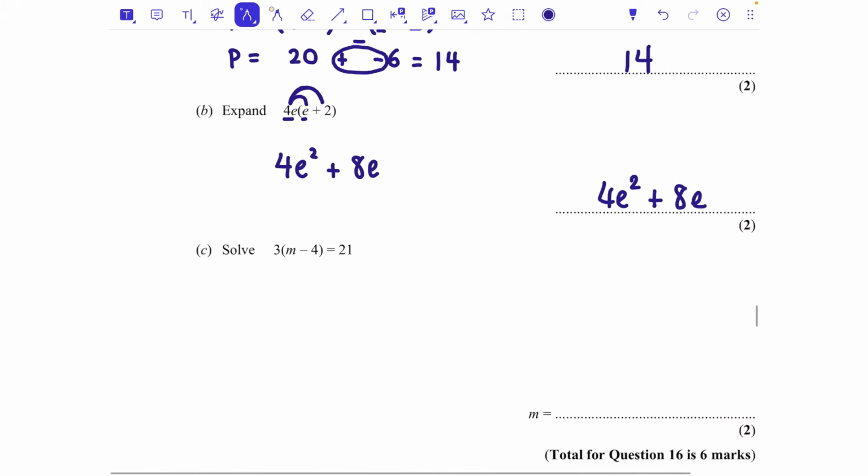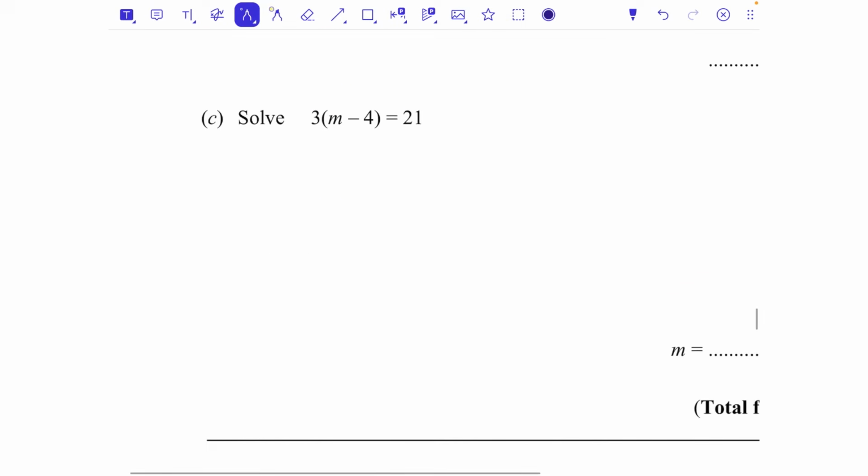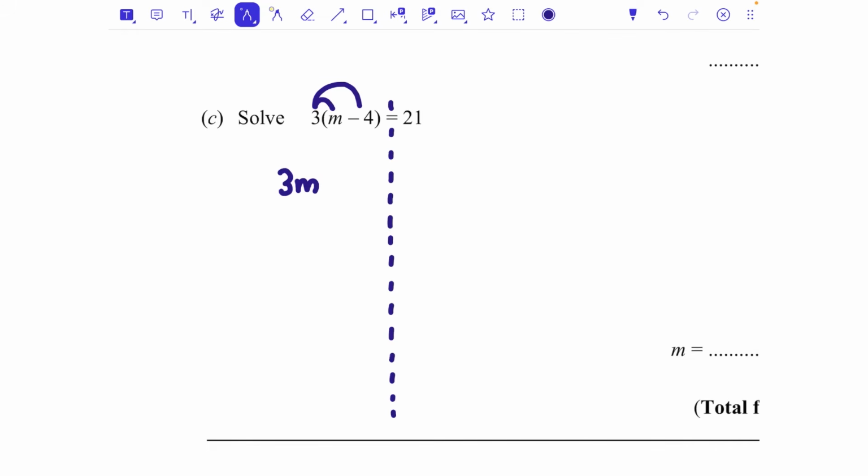And now we need to solve an equation. So when I solve equations, I like to put a dotted line where the equals is. And what we do to one side, we're going to do to the other. I'm going to start, though, by expanding out the bracket. So I'm going to do 3 lots of m and 3 lots of -4. So that's going to be 3m. And 3 times 4 is 12, so that's going to be -12. And that equals 21.